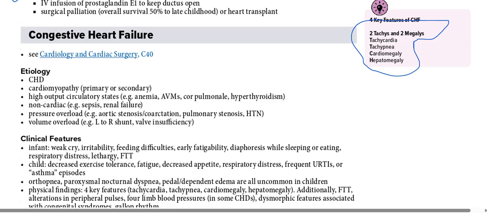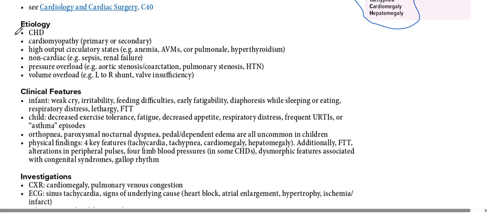Alright, next thing we need to remember is congestive heart failure etiology. Congenital heart disease is a cause. Cardiomyopathy may be primary or secondary. High output circulatory states may be anemia, AV malformations, cor pulmonale, hyperthyroidism. All these things can lead to congestive heart failure. So one cause is congenital heart disease, a C, another cause is cardiomyopathy, one more C.